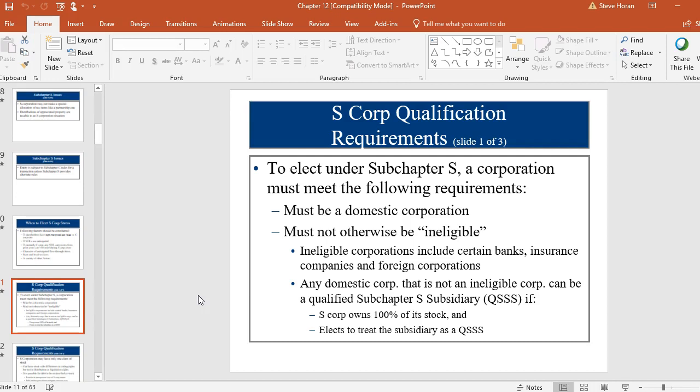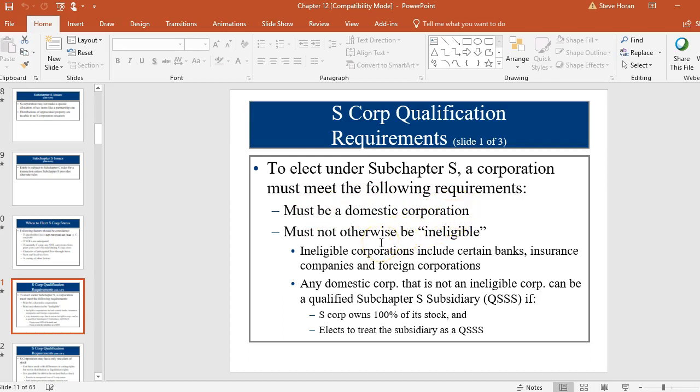So coming back to some more S corp qualifications, you have to do the following things to meet the requirements. You must be a domestic corporation. That's one of the hugest ones. A C corp is not limited to that, but an S corp must be domestic.